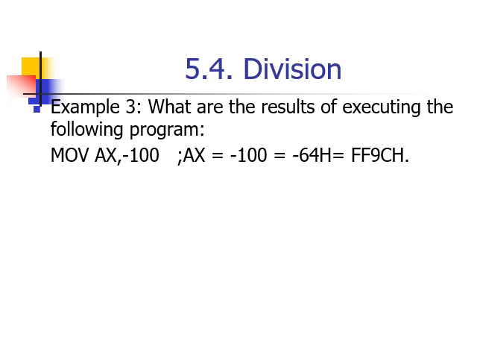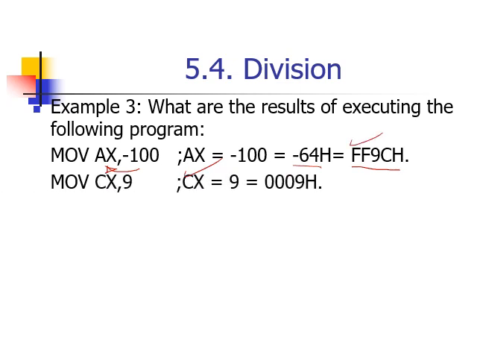Let's execute this program. Minus 100 decimally is placed in AX, which is minus 64 hexadecimally in two's complement. It will be placed as such in your AX hexadecimally. Good. Now 9 is moved to CX. Okay, so this is what's inside your CX now, hexadecimally.